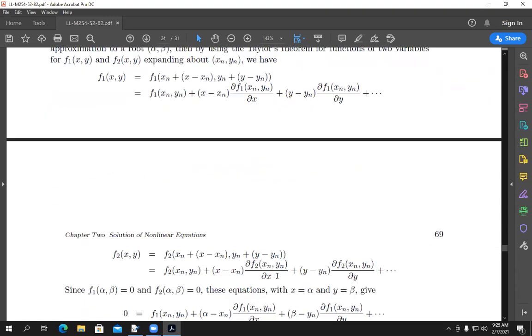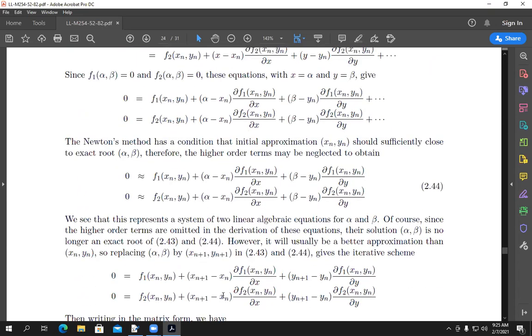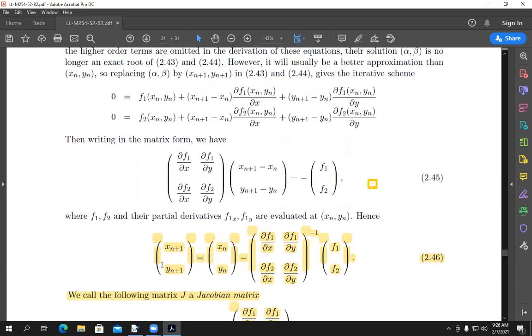I developed the formula, no need for this. This is the formula we have here now. This is what we had before. This is the Newton formula for one case: Xn plus 1 equals Xn minus F divided by F dash.